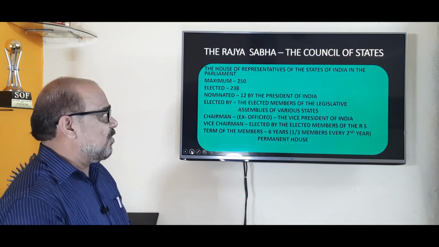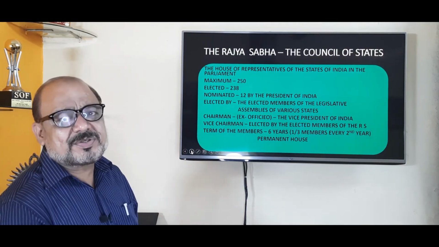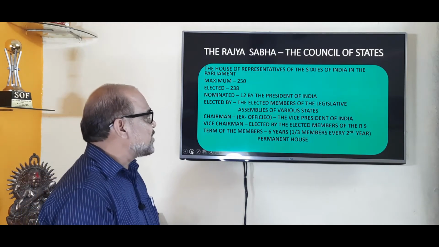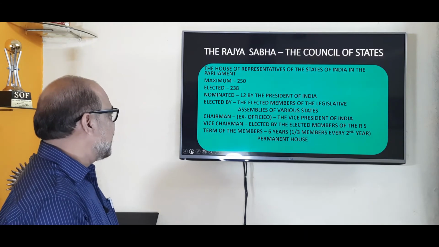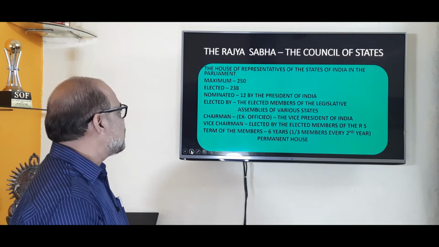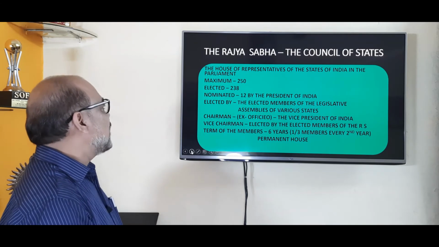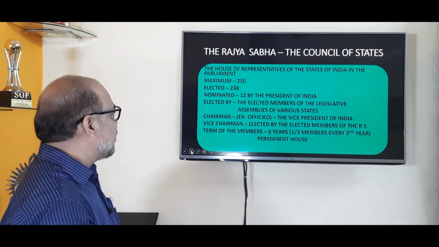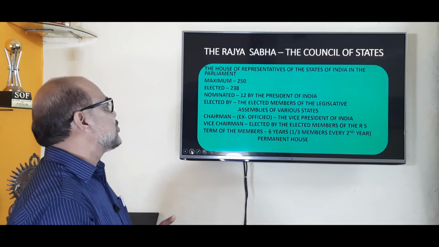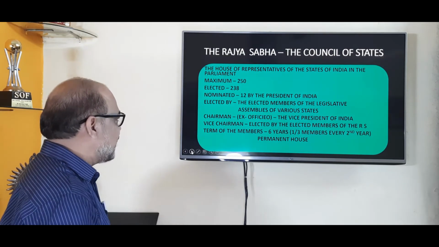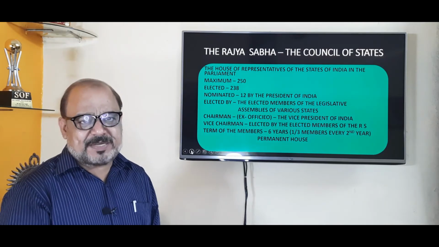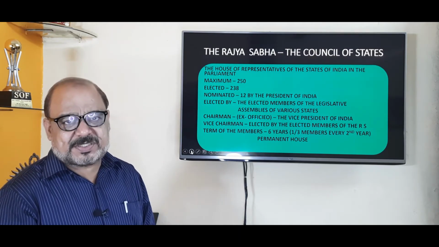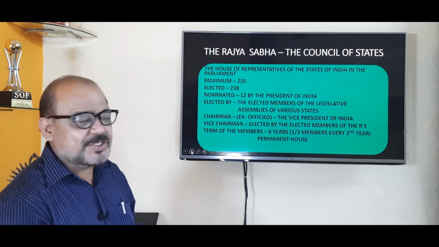The Rajya Sabha or the Council of States. Let's see about the Rajya Sabha. The House of the Representatives of the States of India in the Parliament. The Rajya Sabha has maximum 250 seats. Out of 250 seats, the elected seats are 238, nominated seats are 12, and these 12 members are nominated by the President of India with the aid and advice of the Prime Minister of India. That is, you can say, the Council of Ministers of India headed by the Prime Minister of India.